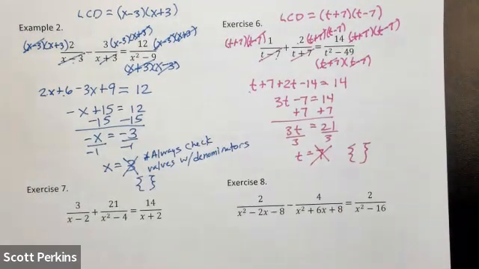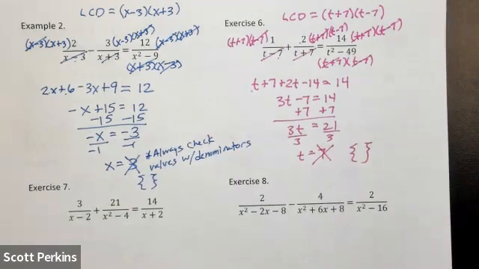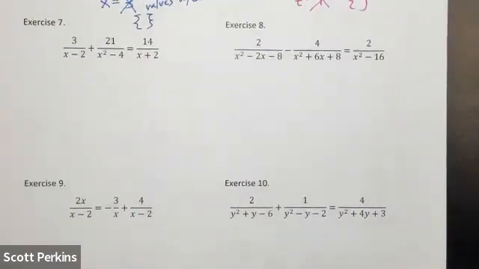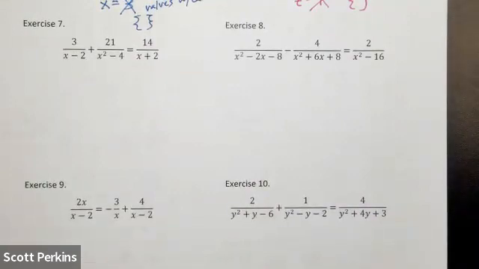Now that doesn't happen every time, but I just thought since I just showed you one, it would be good to reinforce it with the next one. In fact, on the next problem, it's not going to happen so that you can see the difference. So exercise 7 functions in pretty much the same way. Factor the one denominator that will factor, come up with your common denominator, and then from there, press forward.